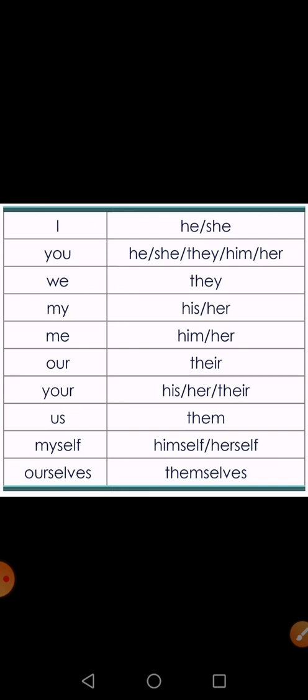If my is used for a boy, then you will use his. If my is used for a girl, you will use her. Me changes into him or her, our into their, and your into his, her, or their, according to the sentence. Us changes into them, myself into himself or herself. Ourselves would change into themselves. When you are converting direct speech into indirect speech, these are the changes in pronouns.